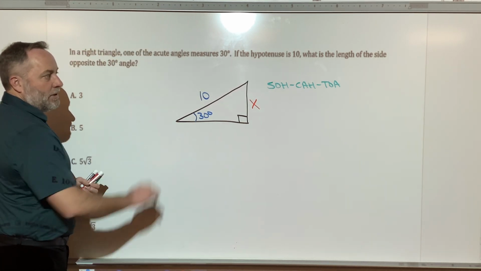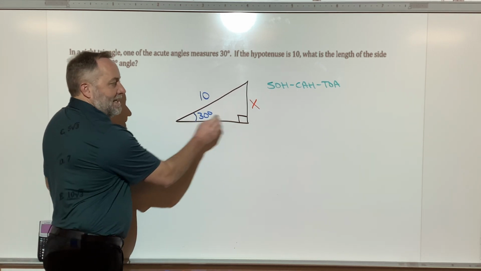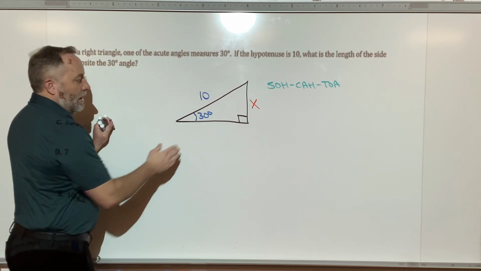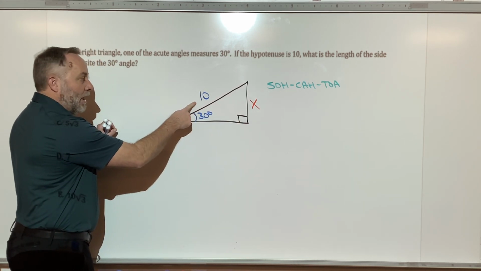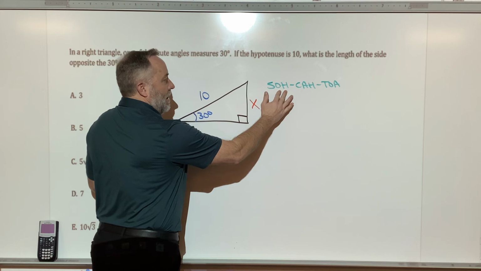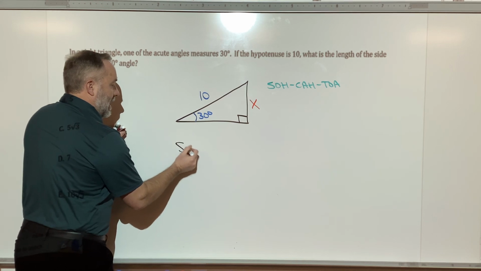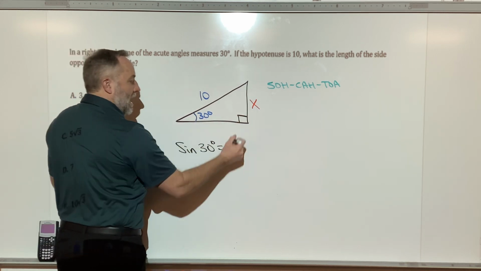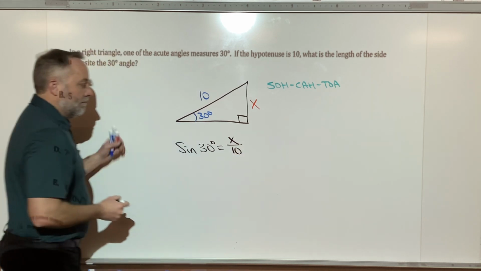So now, which one of those do we use? You want to ask yourself, in relation to the angle that I have, what side am I interested in, and what side do I already know? So, in relation to the 30-degree angle, we want the opposite side, and we have the hypotenuse. Since the two sides we're interested in are the opposite and the hypotenuse, we're going to use the trig function sine. So that looks this way. Sine of the angle, 30 degrees, is equal to its opposite side, x, divided by the hypotenuse, 10.